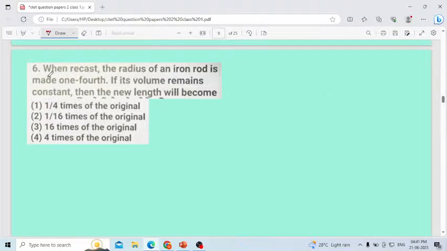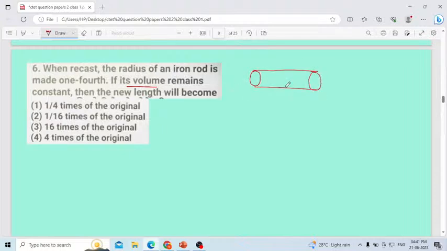Well, next question: when recast, the radius of an iron rod is made 1/4, its volume remains constant. Volume is constant. Then the new length will be? What are they asking in the question? When recast the radius of an iron rod, consider the iron rod. This is the radius of the iron rod.